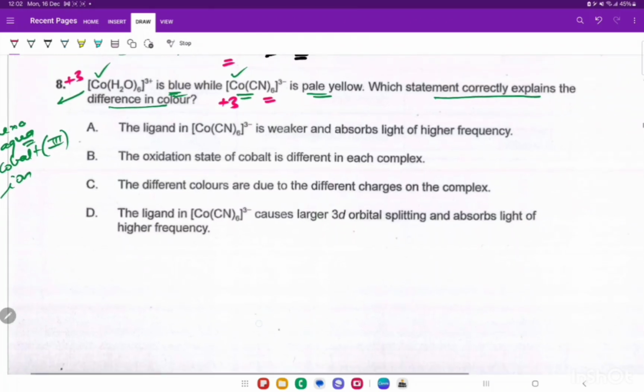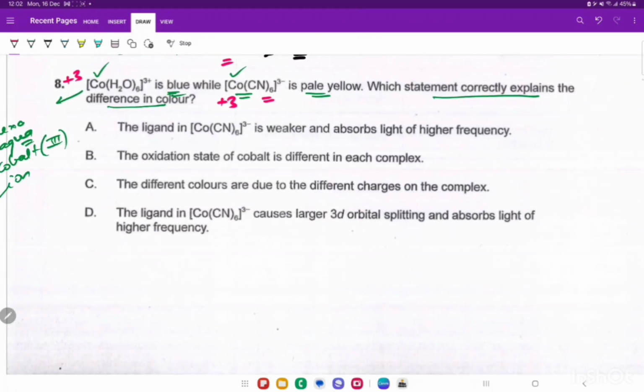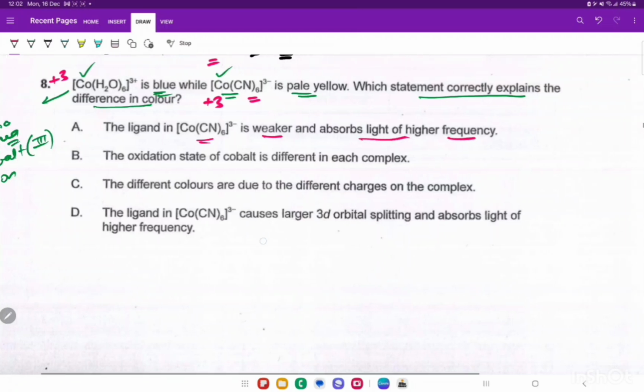Now the option says in the ligand, Co(CN)6 is weaker and absorbs light of higher frequency. Since Co(CN)6 is pale yellow in color, it means it is absorbing light of lower frequency. This option is wrong. Since it is the cyanide ion, it should absorb light of higher frequency because it is a strong field ligand. It is not a weaker ligand, it's a strong field ligand.